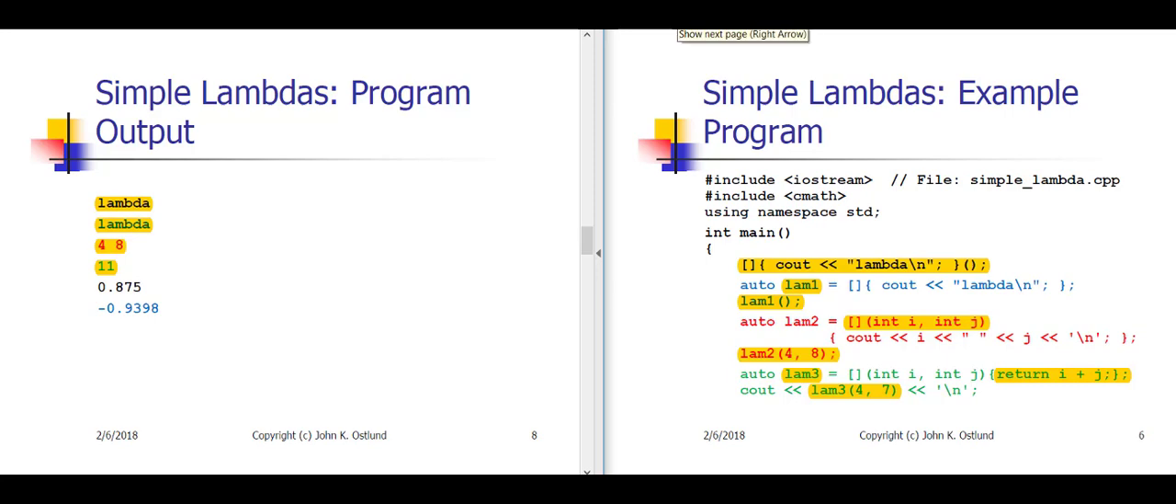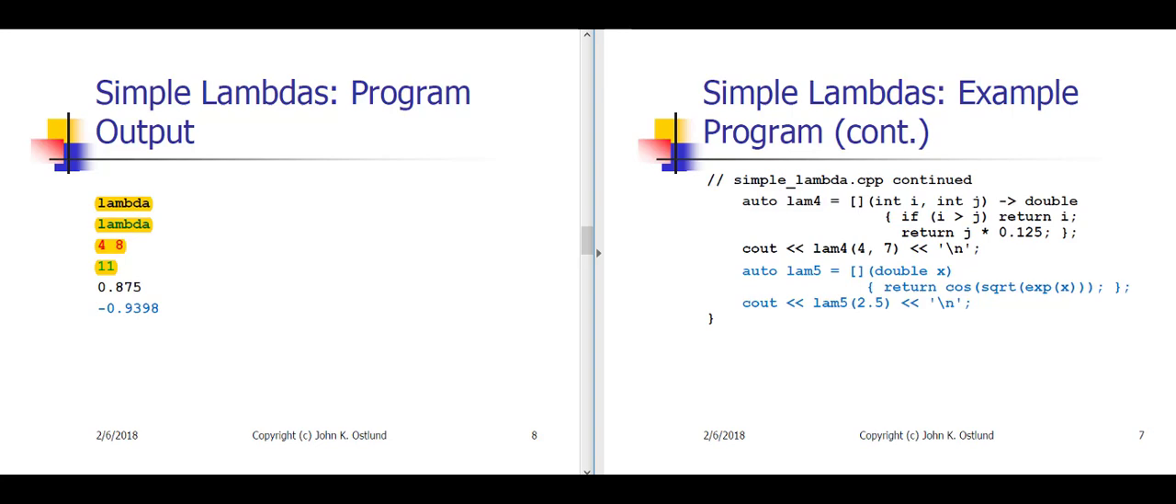Then continuing on to slide 7's code, the bottom half of this little program. This time I'm defining a lambda and I'm specifying that this lambda returns a double. Now in this case, I don't have a choice about whether I specify the return type. I have to specify the return type because notice that this lambda definition has two returns.